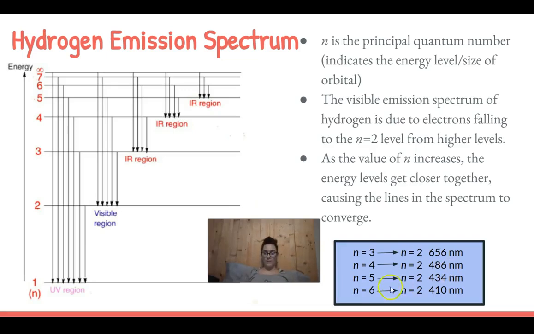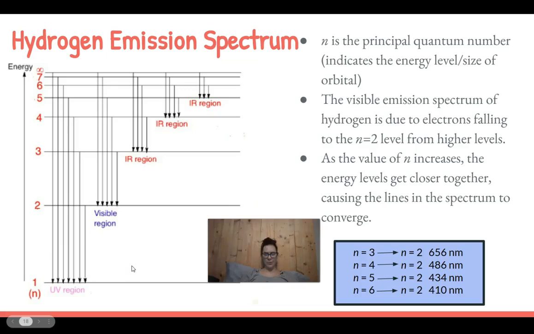Specifically, if you fall from the 6th to the 2nd energy level, that produces the highest energy jump which we can see, which corresponds to the lowest wavelength, about 410 nanometers, which is violet. We can also see blue if it falls from the 5th to the 2nd energy level. We can see green if it falls from the 4th to the 2nd, or we can see red, which is the longest wavelength at 656 nanometers, if it falls from the 3rd to the 2nd energy level.